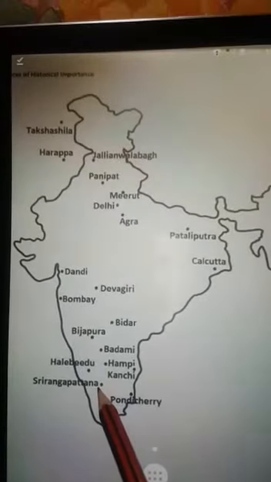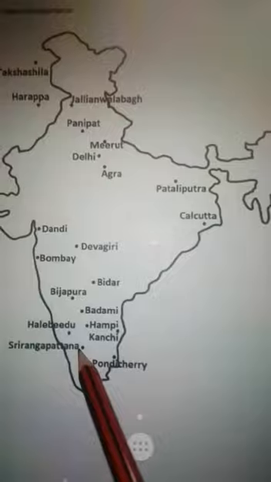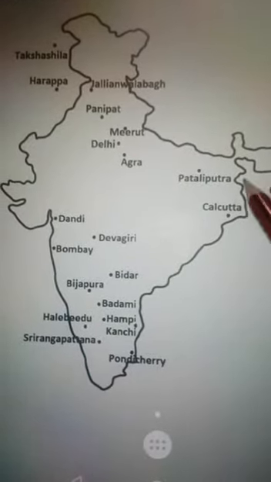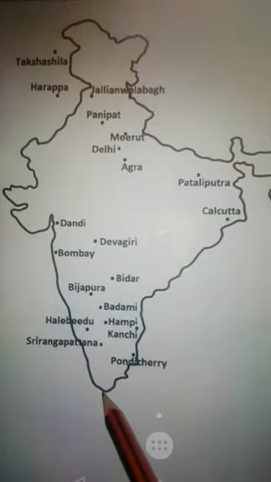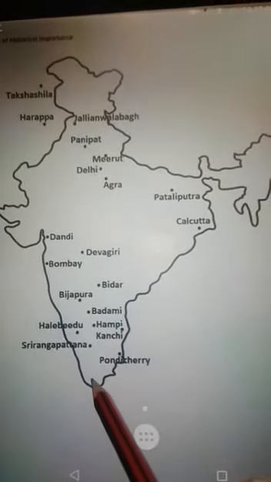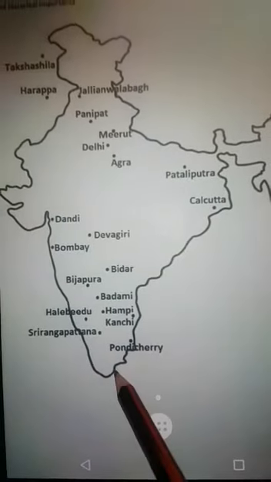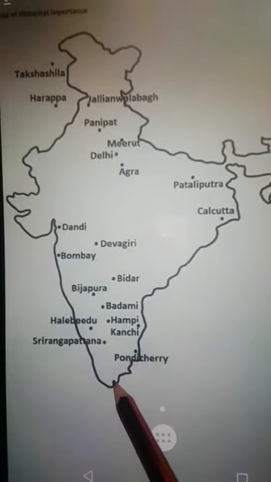Hence, the map question can be made easier by practicing the places to be marked near accuracy. There is no 100% accuracy, but at least closer to the accuracy you can mark the places.